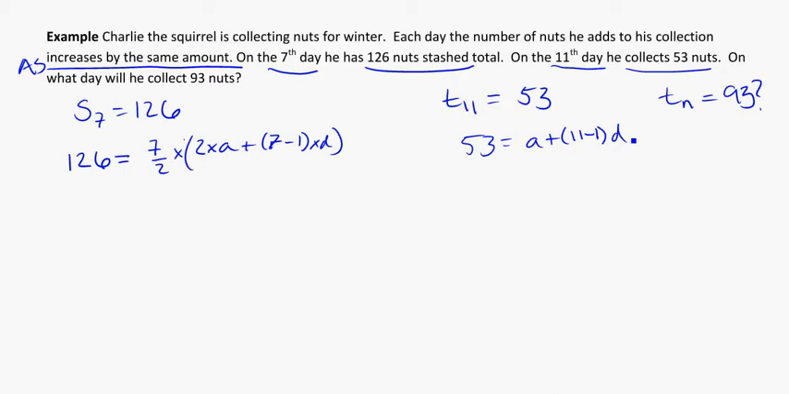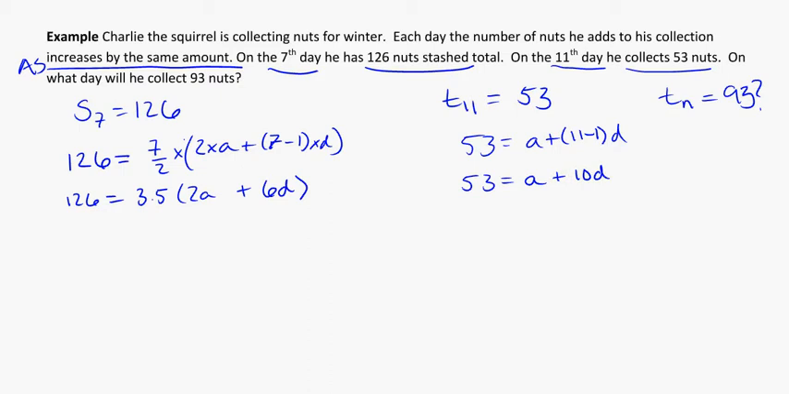Okay, so to use this I need to simplify these. So the first thing I'm going to do is just leave the 126. 7 divided by 2 becomes 3.5. 2 times A becomes 2A. 7 minus 1 becomes 6, and I have the D. And the 53 is going to be equal to the A, and 11 minus 1 becomes 10D.